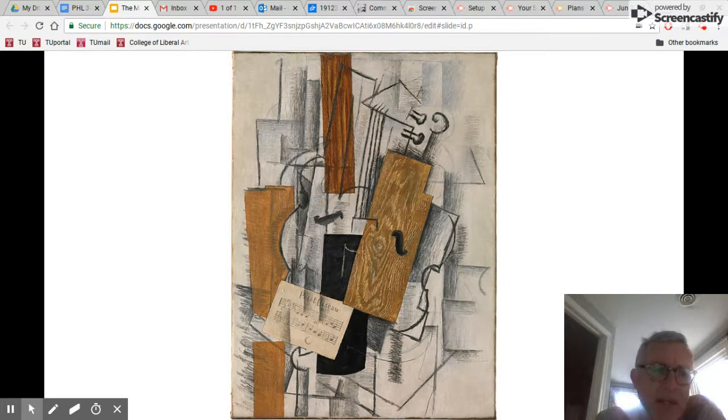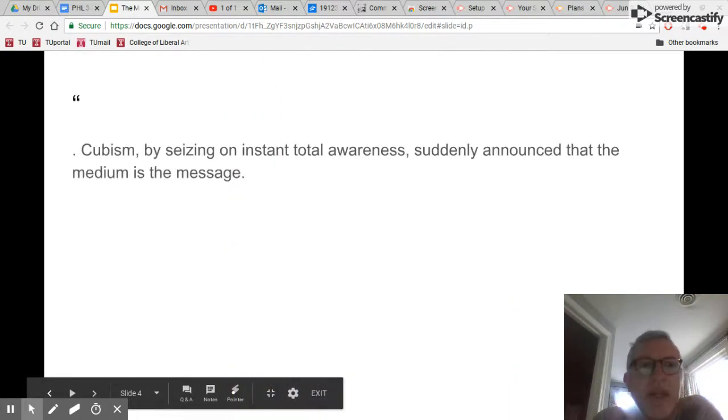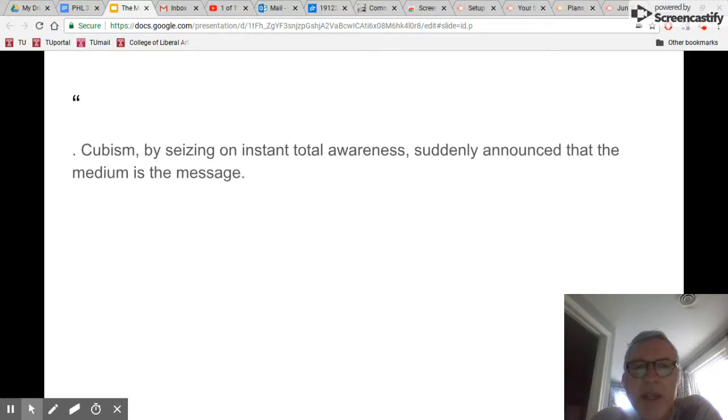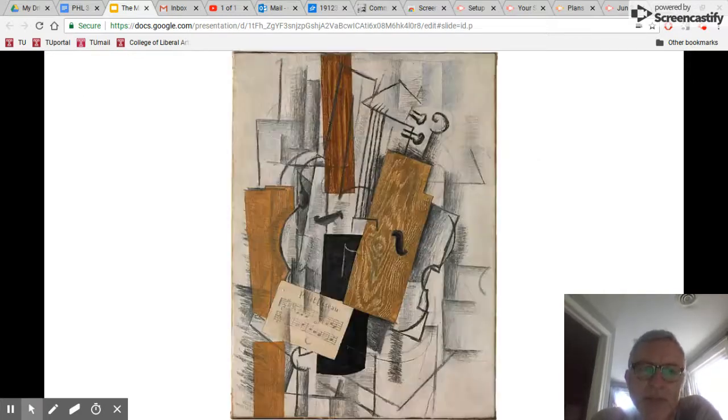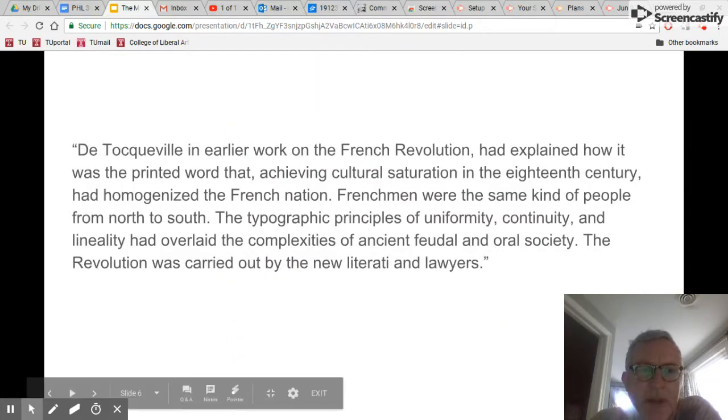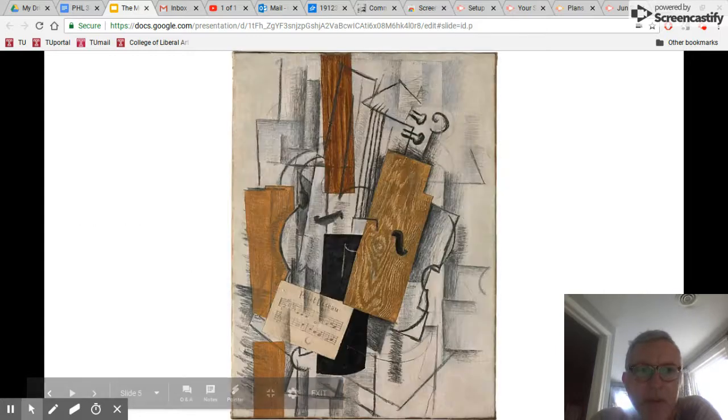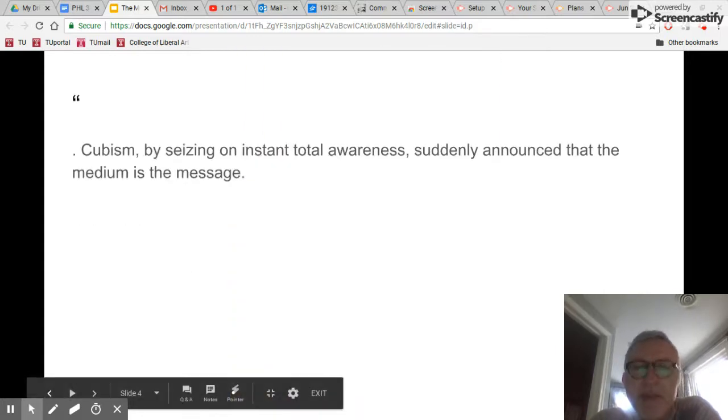Another thing that he says, which is kind of interesting, is that he thought that Cubism, by seizing on instant total awareness, suddenly announced that the medium is the message. And this instant total awareness of Cubism, he saw as being similar to the instant total awareness of electric media. But also, it announced that the medium is the message, and maybe that's modern art, right?